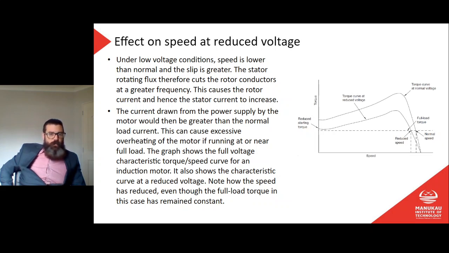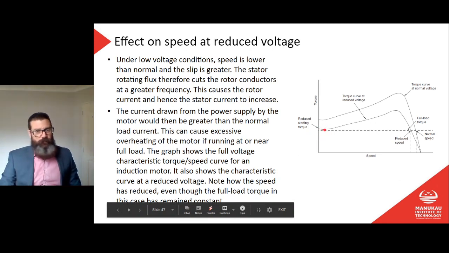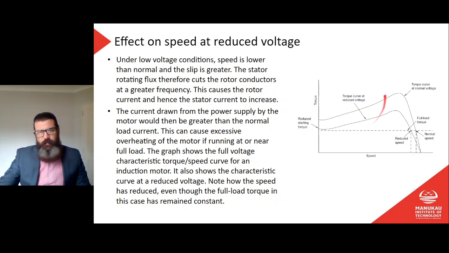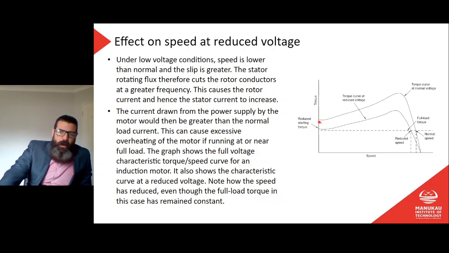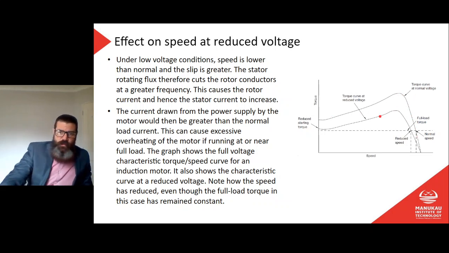The graph shows the full voltage characteristic torque speed curve for an induction motor. It also shows the characteristic curve at a reduced voltage. Note how the speed has reduced even though the full load torque in this case has remained constant. This is our reduced voltage torque curve, and that is our normal voltage torque curve. At every point along there, obviously, we've reduced it. We have reduced torque.